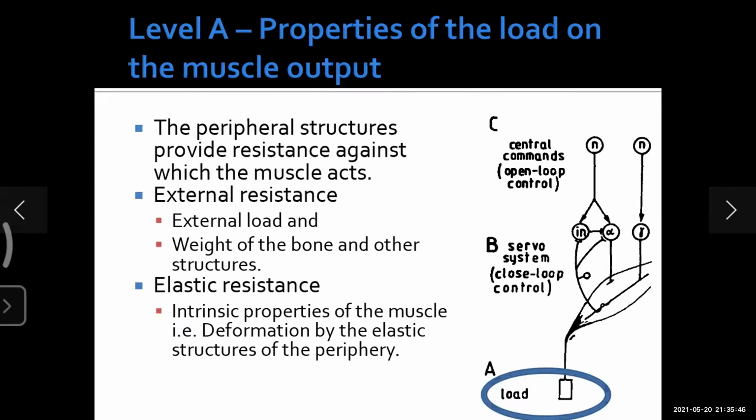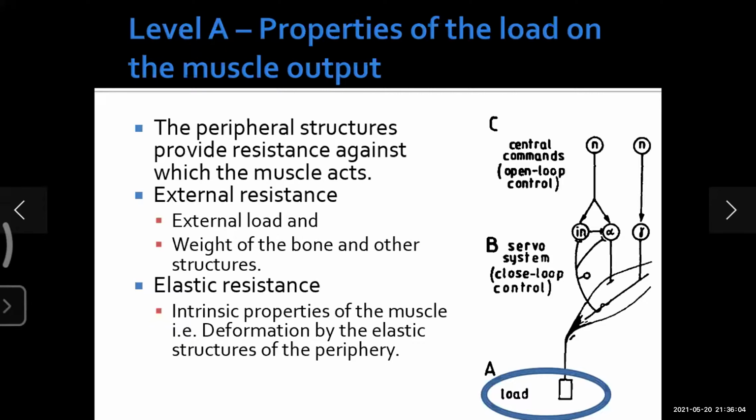So on one side, this is pulling. You can see in this picture the load that is there. On the other side, we saw that the muscle has elastic properties, so there is an elastic band which is pulled.